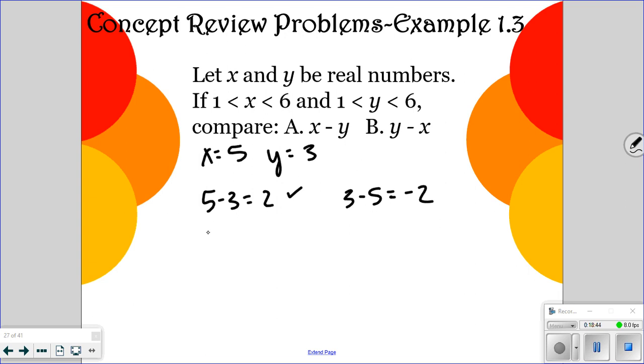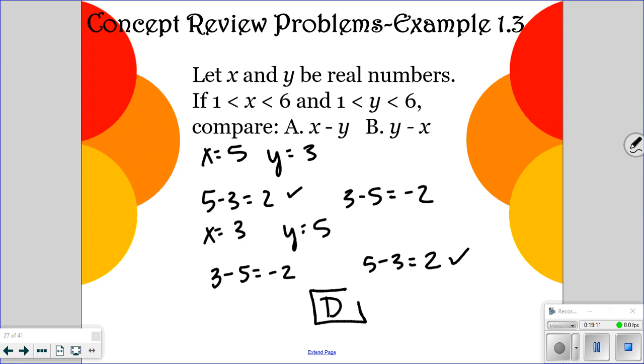But let's say that X is now 3 and Y is now 5. If you subtract, 3 minus 5 gives you negative 2, and then 5 minus 3 is positive 2. So this one is bigger. Well, A can't be bigger one time, and then B be bigger the other time. So that one would be no solution, or not enough information, which is D. We can't figure out which one is bigger.